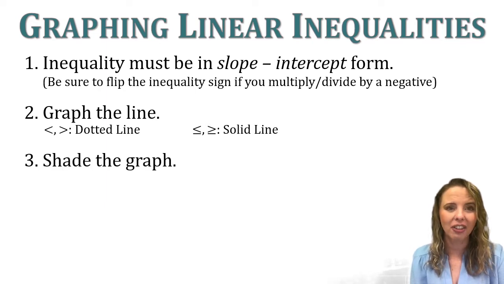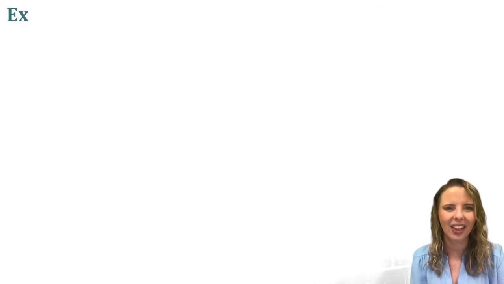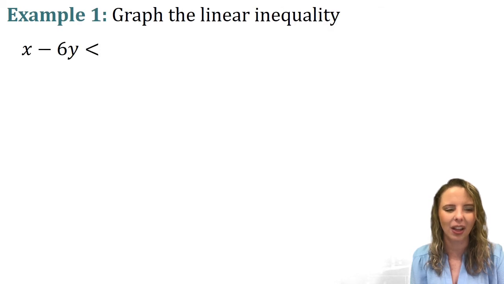Then, once you graph your line, you're going to shade the graph. If it's less than or equal to, you're going to shade below. If it's greater than or equal to, you're going to shade above. So let's graph a linear inequality.